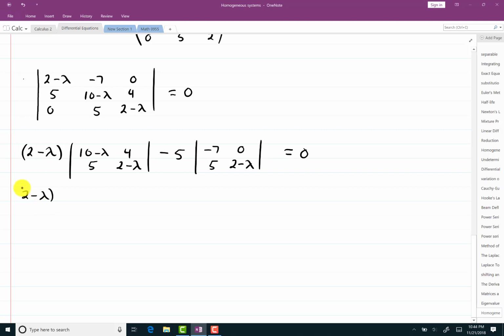So I have my 2 minus lambda. The determinant in here, I'll get 10 minus lambda times 2 minus lambda. And then subtract the other way, minus 20. I have minus 5 times negative 7 times 2 minus lambda. And then the other way, minus 5 times 0 is just 0, so I don't have to worry about that.